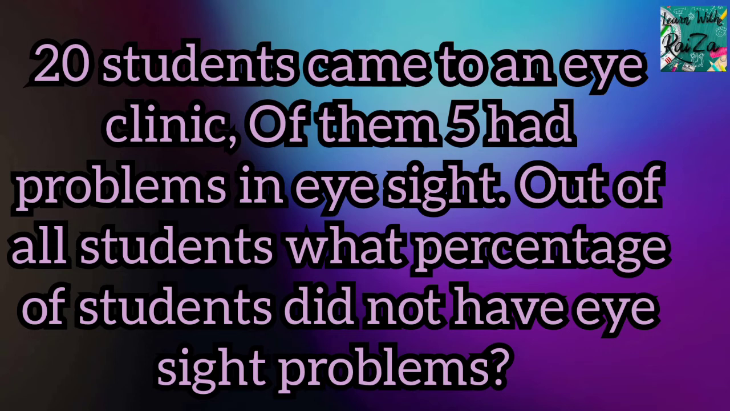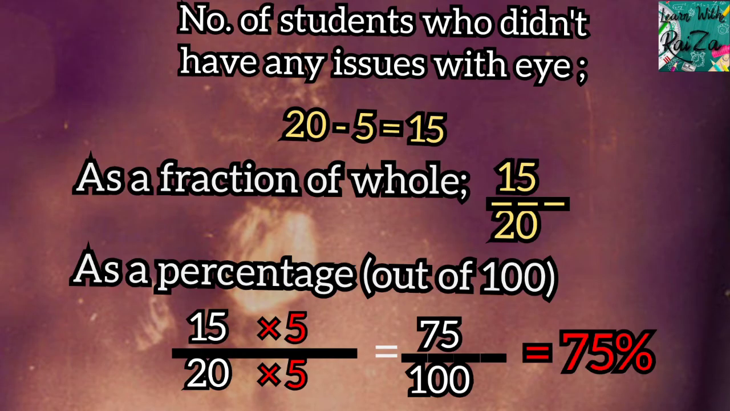The next question is regarding a statement kind of question. So it's like a problem solving. 20 students came to an eye clinic, and of them 5 had problems in eyesight. So 20 came to the clinic, but only 5 had the eyesight problem. Out of all students, what percentage of students did not have eyesight problem? In this question, what you have to do is you have to subtract 5 from 20, because only 5 had the problem. So the rest 15 did not have the problem. That 15 should be represented as a percentage. Right. Number of students who didn't have any issues with the eye is 20 minus 5, 15.